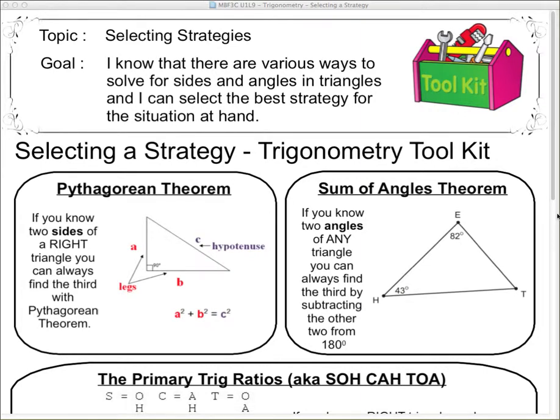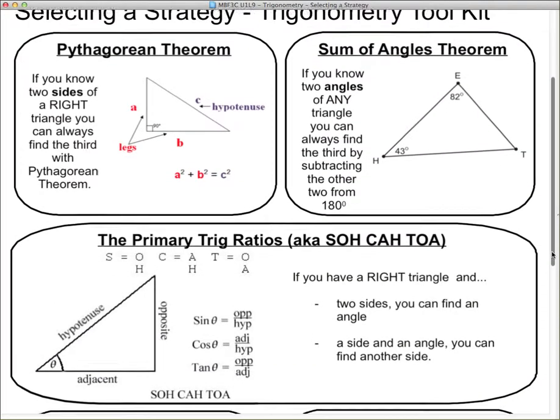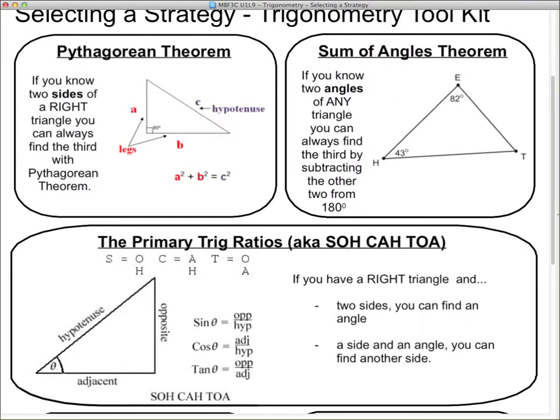So our topic today, selecting strategies, and our goal, I know that there are various ways to solve for sides and angles in triangles, and I can select the best strategy for the situation at hand. So here's our trigonometry toolkit. The first 2 things aren't directly trigonometry, they're more just geometry.